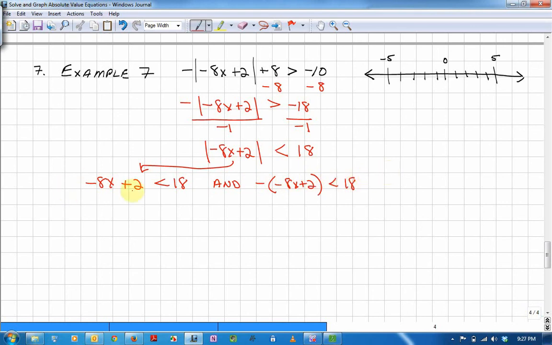Okay, so let's work on the left-hand side. The first thing I'm going to do is subtract 2 from both sides. So I have a negative 8x. If I subtract 2 from the left-hand side, I get rid of the 2, and if I subtract 2 from the right-hand side, I get is less than 16. Now I'm going to divide both sides by a negative 8. That will flip the direction of the inequality, so I will have x is greater than a negative 2. Remember this is an and.